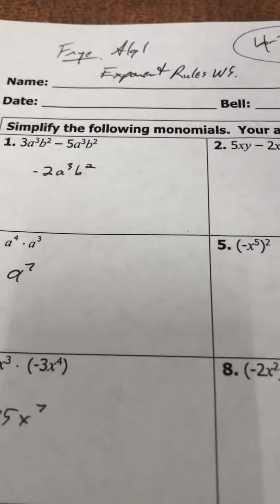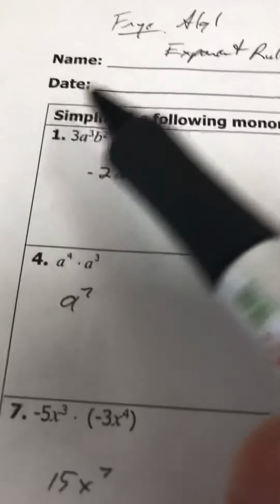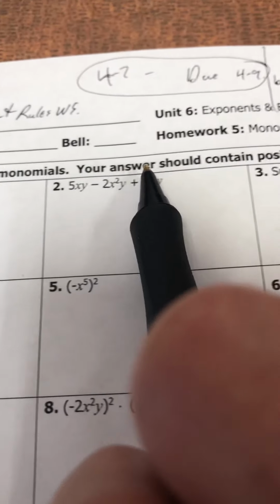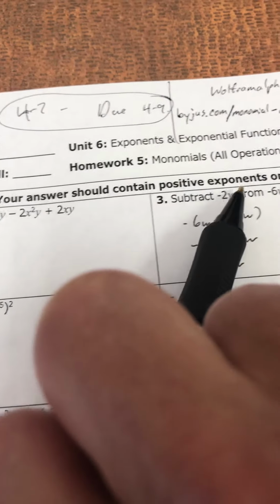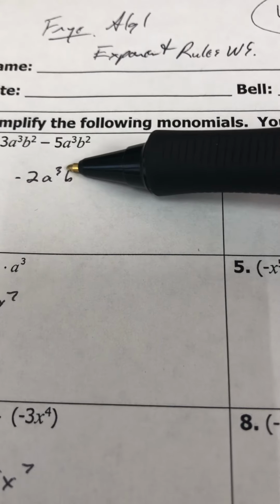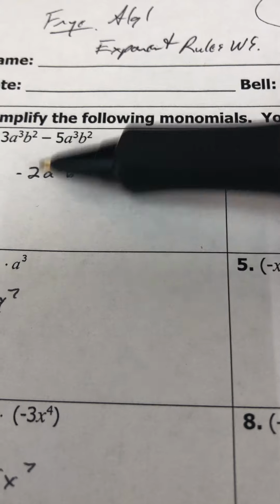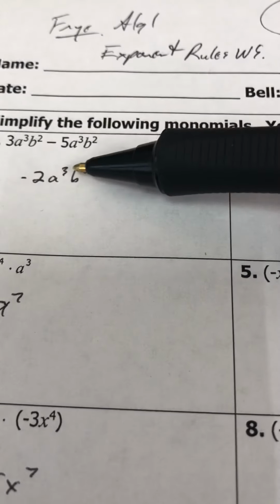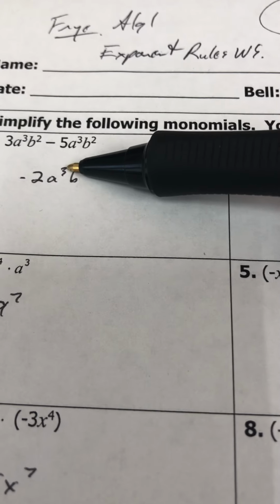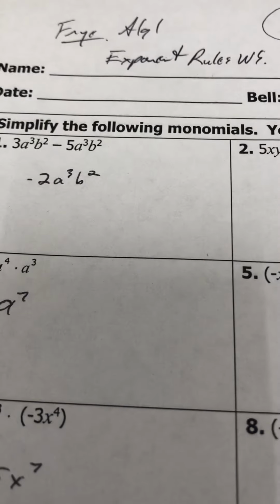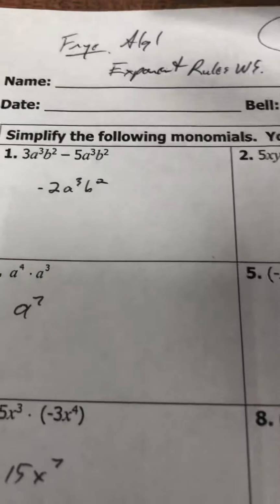I did more than half, so here we go. Let's get started. We're just simplifying the following monomials, and your answer should contain all positive exponents only. Remember, when you have negative exponents, only the exponent is negative. Don't worry about the coefficient being negative. That can be negative. But when the exponents are negative, you have to put it down below, make it into a fraction. I'll talk about that as we get to them.